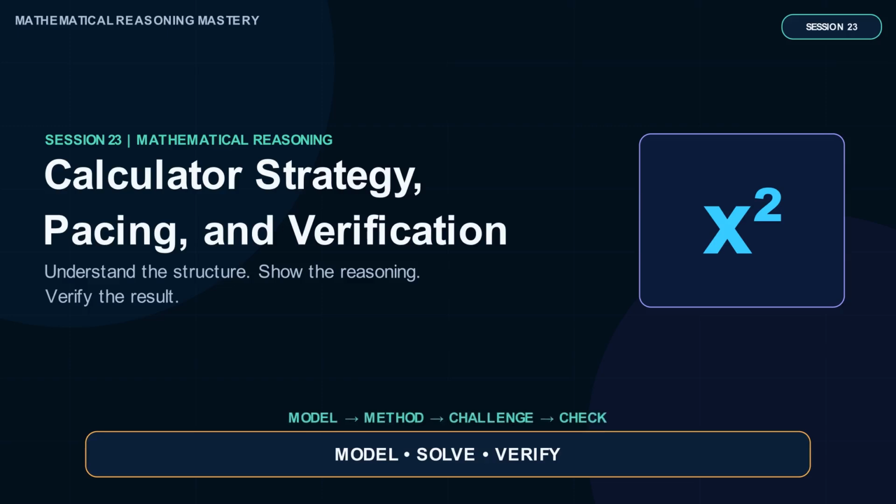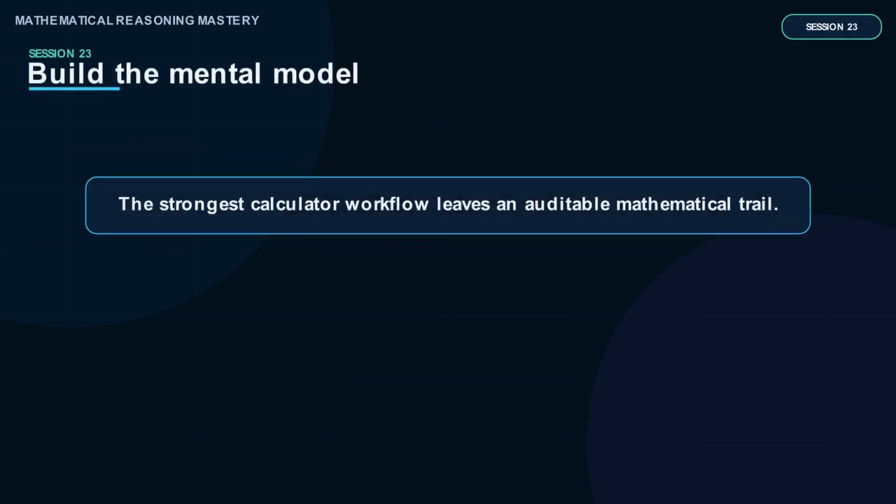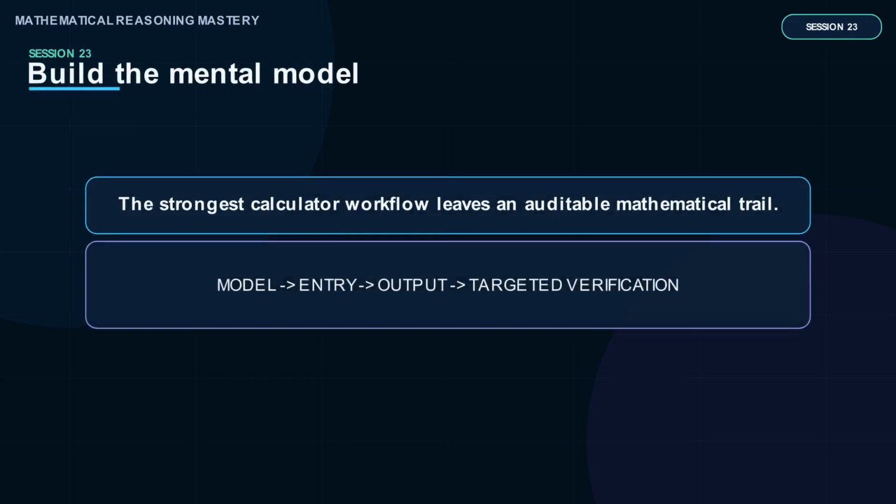Keep a pencil ready. We will build a mental model, use a repeatable method, solve a demanding example, diagnose an error, and finish with an independent checkpoint. Start with this principle. The strongest calculator workflow leaves an auditable mathematical trail. Use this visual structure. Model, then entry, then output check, then triggered verification. Read every symbol and label before calculating.